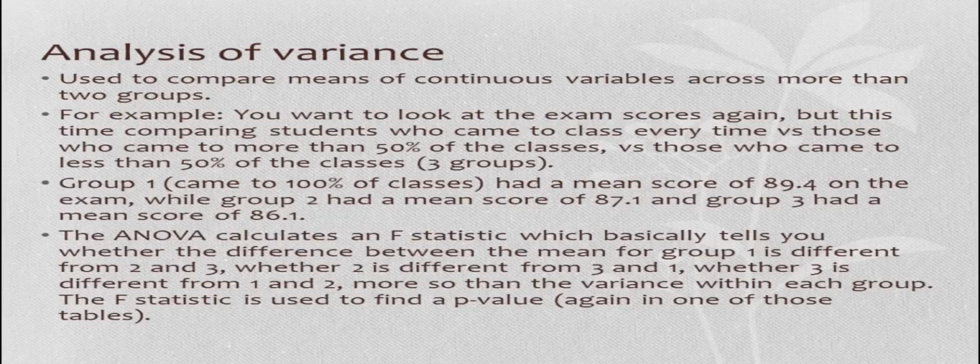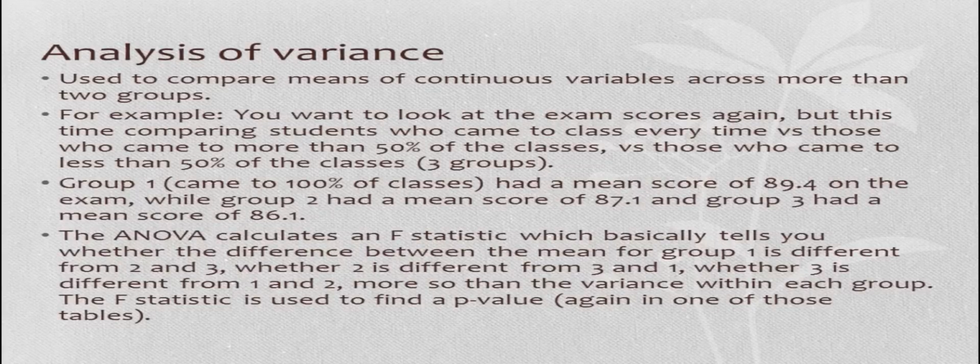So the analysis of variance, or the ANOVA as we call it, calculates an F statistic, which is another one of these statistical tests where the higher the F statistic is, the more likely it is to be statistically significant. Basically, what the F statistic tells you is only this: whether the mean for group 1 is different from 2 and 3, or whether 2 is different from 3 and 1. It just tells you that one of the means is statistically significantly different than the other 2.